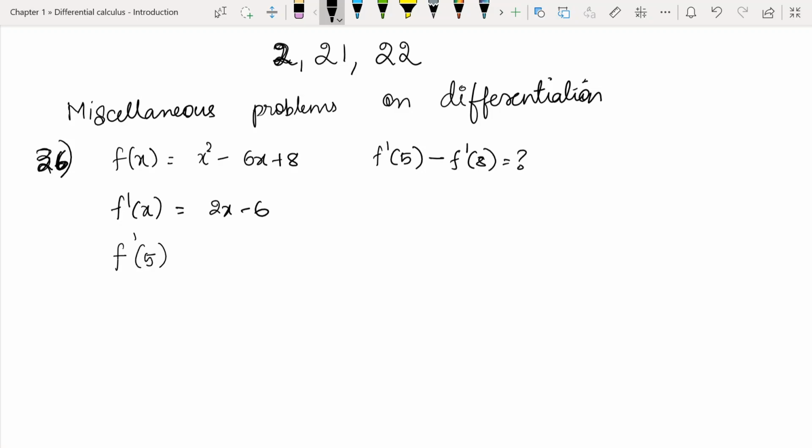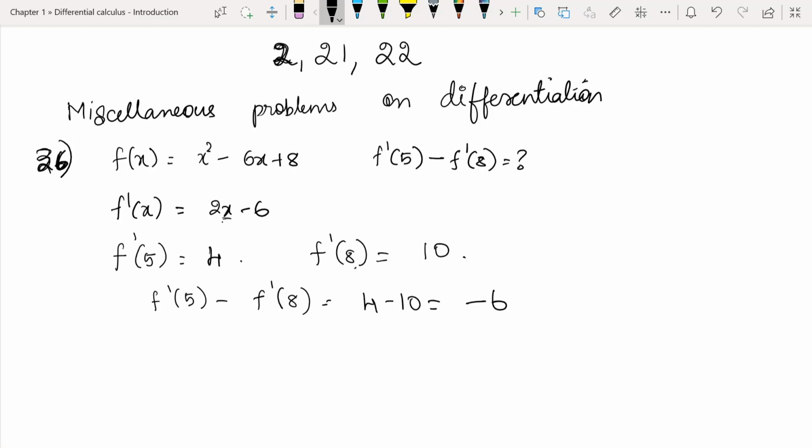So let me find f dash of 5. Put 5 here: 5 2s are 10, minus 6 is 4. Let's find f dash of 8 also by putting 8 in x. 8 2s are 16, 16 minus 6 is 10. So f dash of 5 minus f dash of 8 is 4 minus 10, which is minus 6. This is the value that I have got.